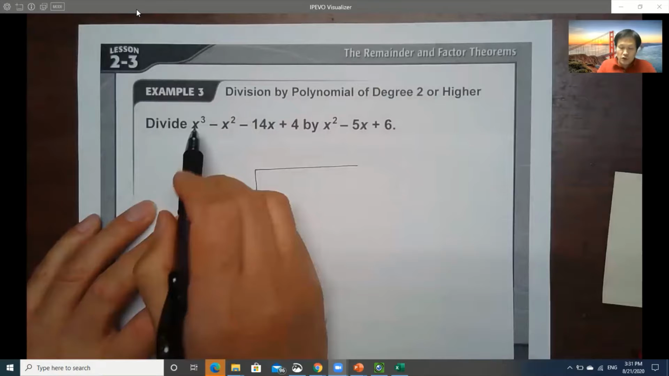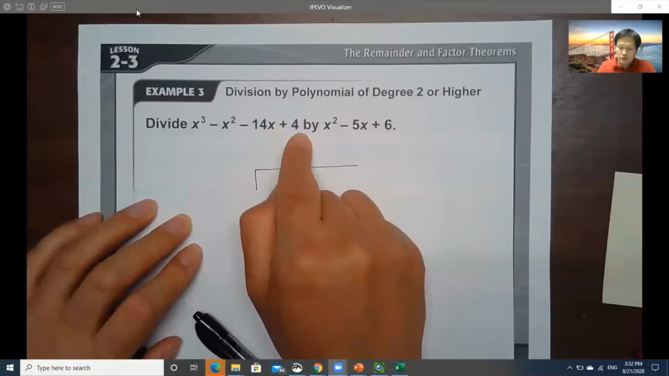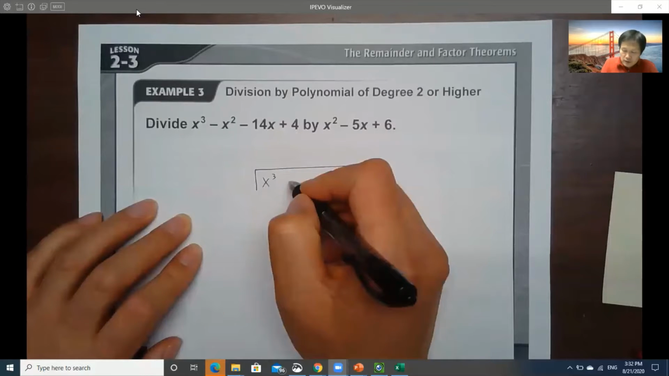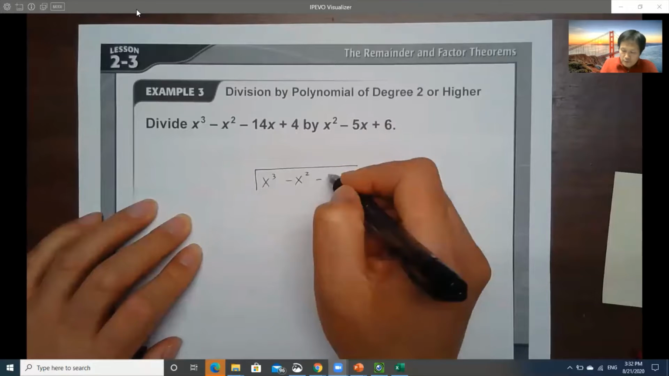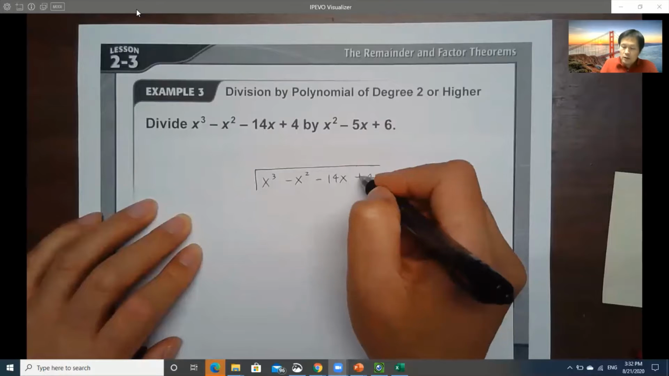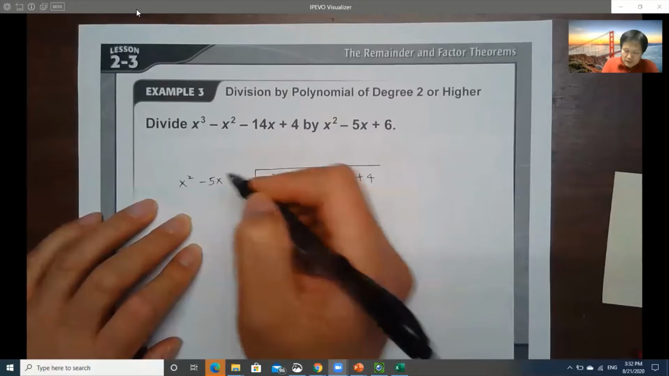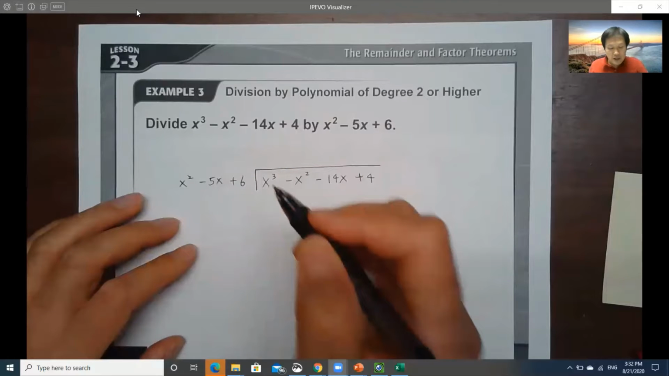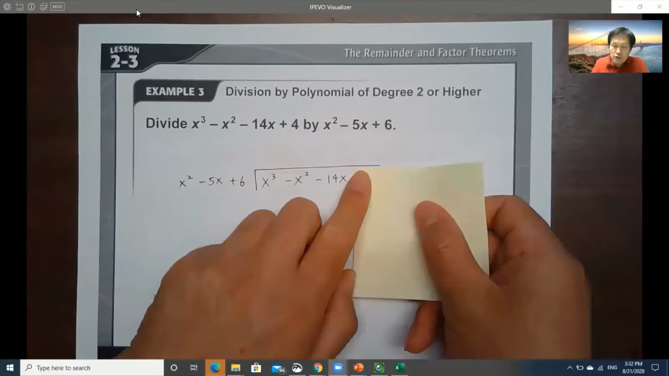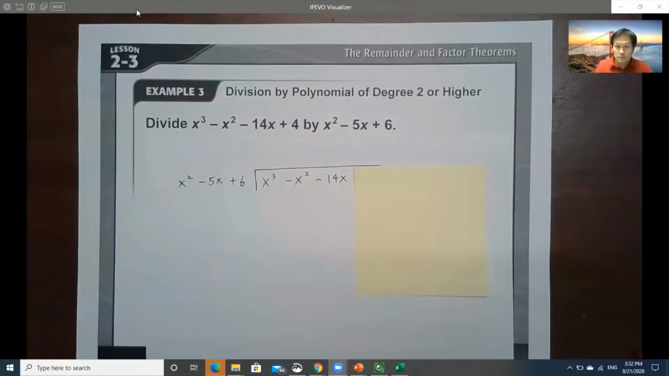First thing you have to check is power. Third, second, first, 0 power of x, so nothing is missing. Write them down: x to the third, second power, first power, 0th power. Then x squared minus 5x plus 6. The difference is we have 3 terms here, so we deal with the 3 terms at a time. Everything else is exactly the same.